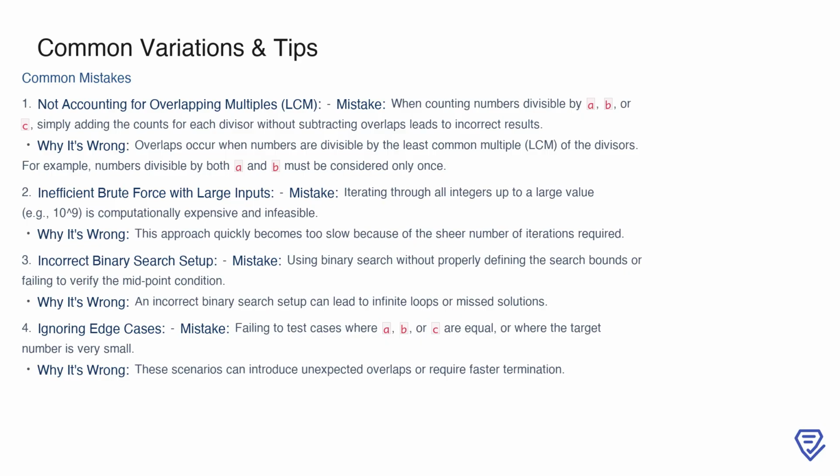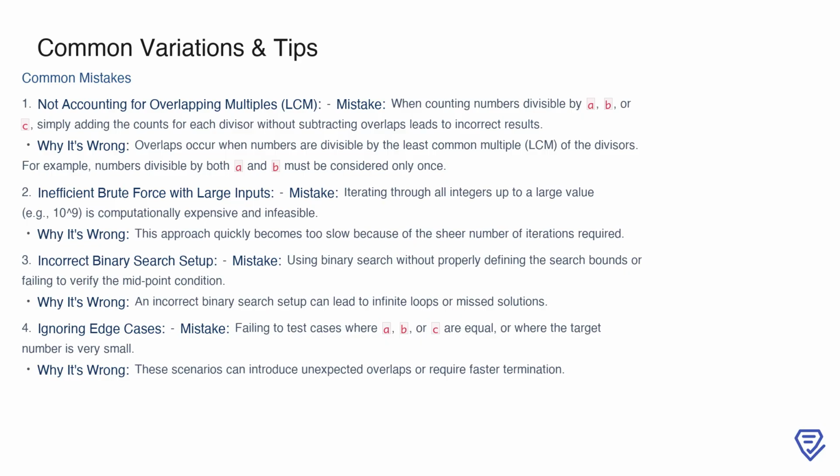Another mistake is relying on brute force for large inputs. Iterating through all integers up to a large value, such as 10 to the power of 9, is computationally expensive and simply infeasible due to the massive number of iterations required. Similarly, some solutions fail because of incorrect binary search setup. If the search bounds are not properly defined, or if the midpoint condition isn't verified correctly, the algorithm may enter an infinite loop or produce wrong answers.